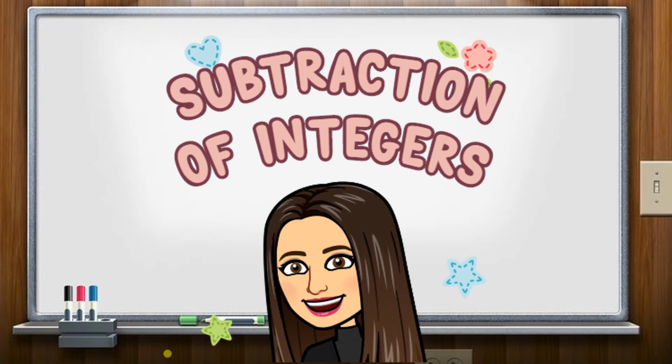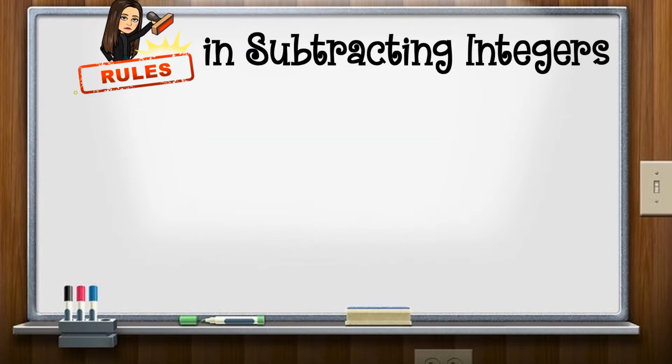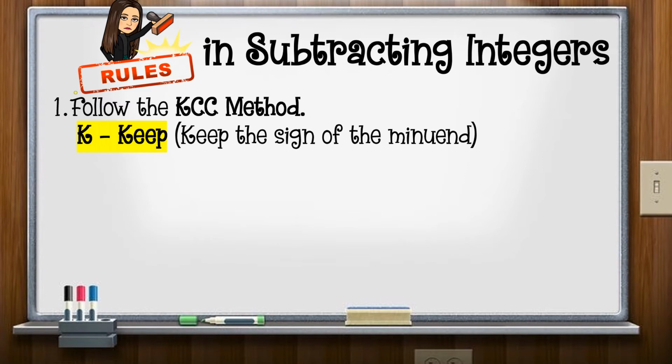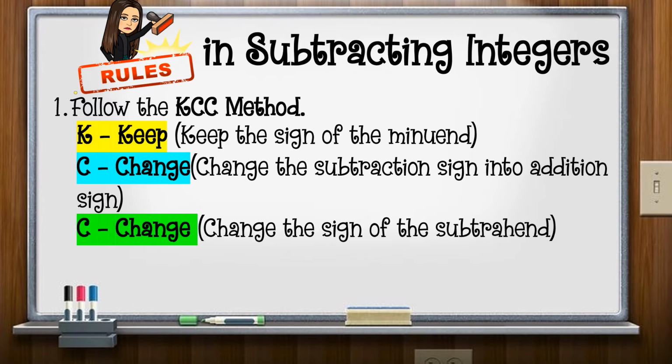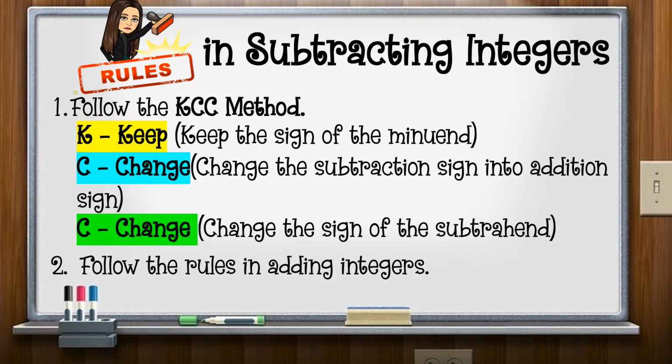Okay, so in this video, you will learn how to subtract integers. We have to follow these two simple steps. Let's have the first one, wherein we follow the KCC method. This KCC method refers to K, keep the sign of the minuend; C, change the sign of the subtraction into addition sign; another C, change the sign of the subtrahend. And then, we will follow the rules on how we add integers.